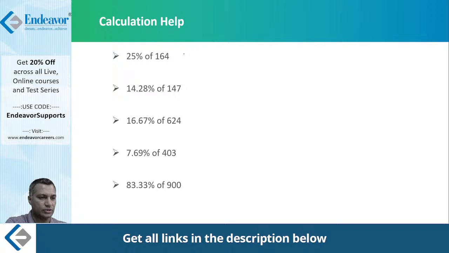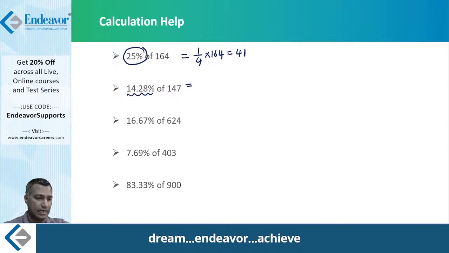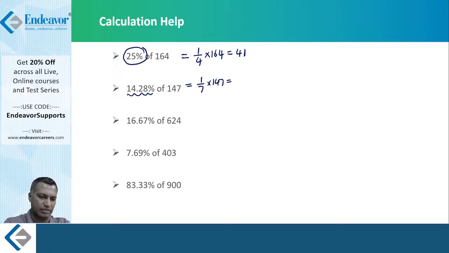You would have got the outcome as 41. Similarly, 14.28%. See, being distant from this will not do any good for us. So 14.28% on the face of it looks pretty intimidating. So what is the 14.28% calculation? But the point is, if you know the percentage fraction equivalent, 14.28% is simply 1 by 7. 1 by 7th of 147, right? So therefore, division by 7, nothing but knowing the tables of 7, which would have become 21.